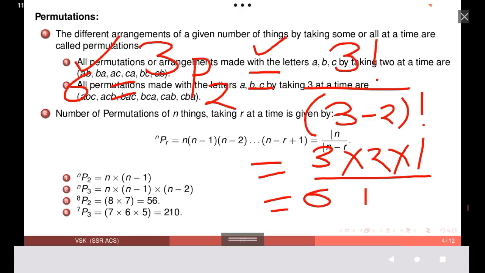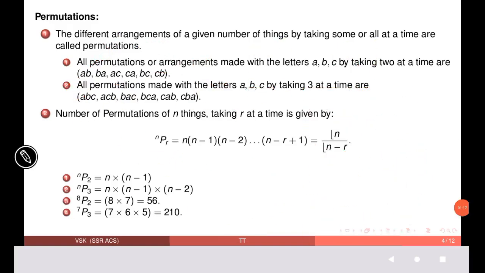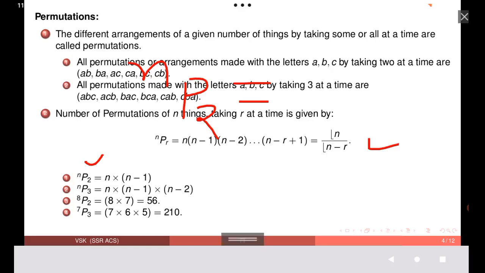So in this way you can use this formula to find the values. Or one simple way is, whenever you have to find, suppose, nP2, in place of using this formula, you write two factors starting with n into n minus 1. So that will be easy.